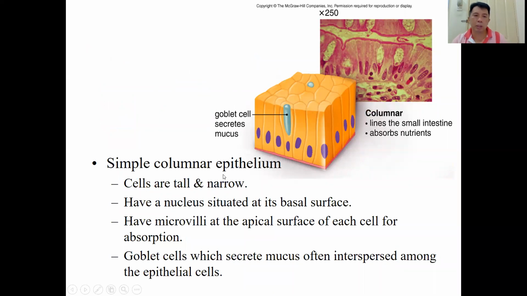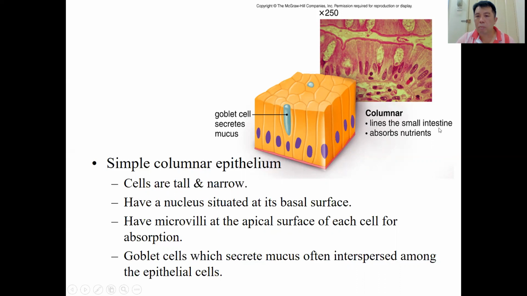Then another one, which is the simple columnar epithelium. The cells are tall and narrow, as shown in this diagram. They have a nucleus situated at the basal surface. You must remember all the cells are attached to the basement membrane. Then they have microvilli at the apical surface of each cell for absorption, if the function is absorption. Goblet cells, which secrete mucus, are often dispersed amongst the epithelial cells.